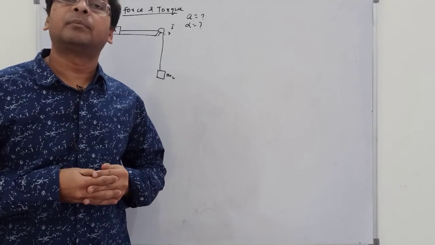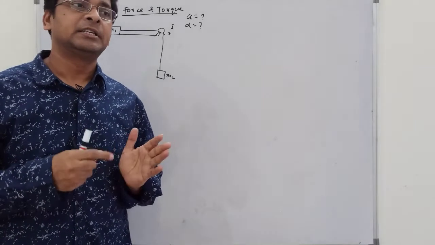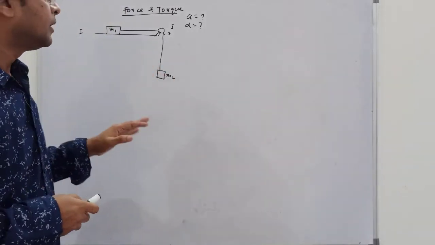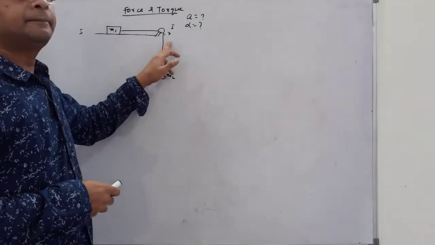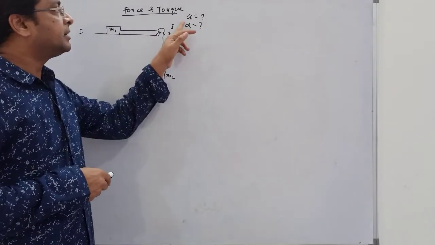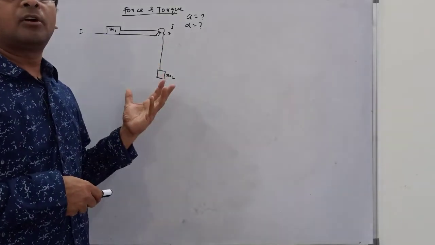Today we are going to do some torque force related questions in rotational motion, starting from basics to IIT advanced, right? Just watch it. We have two blocks M1 M2, pulley with moment of inertia I and radius R. We have to find acceleration of the masses as well as angular acceleration of the pulley, right? Let's draw free body diagram first.